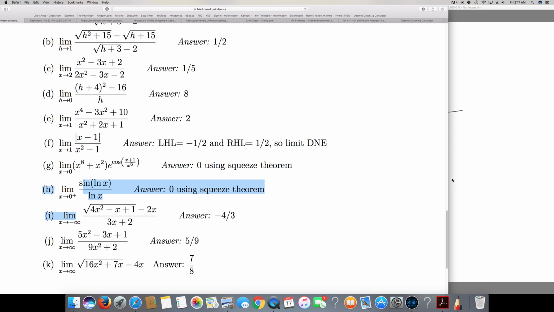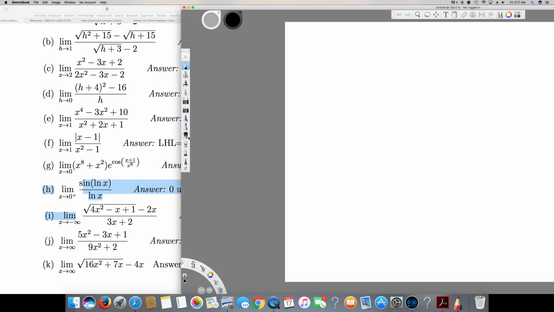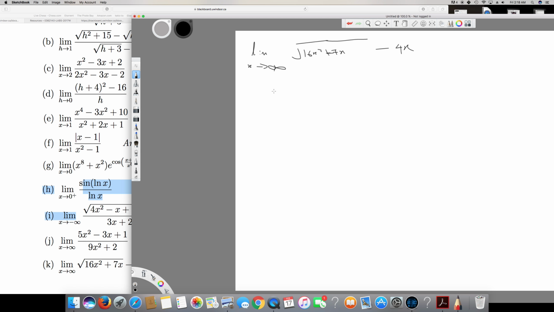And the next question is asking limit x approaches infinity, and they have given square root of 16x square plus 7x, and out of the square root is minus 4x, right? So in this case they have given the answer, it's 7 over 8. Let's see how they get their answer.